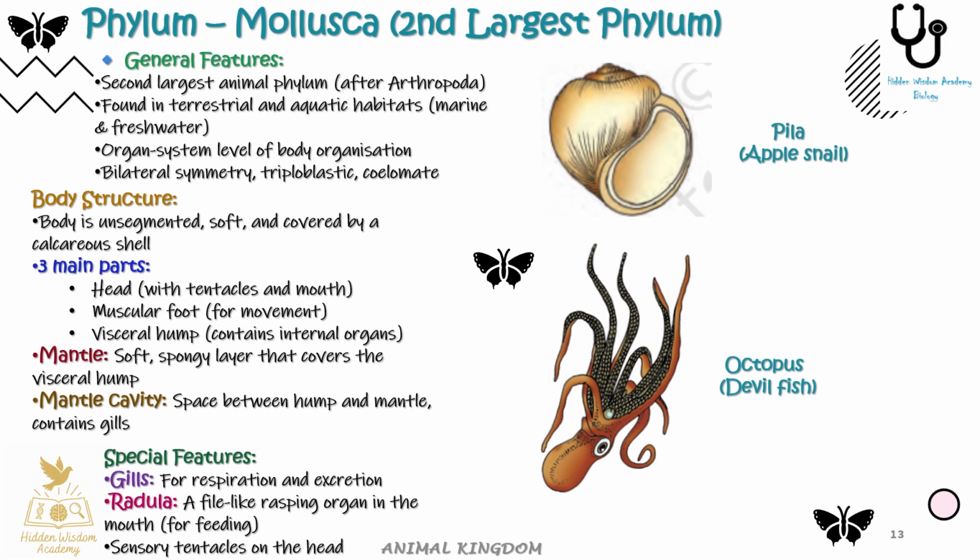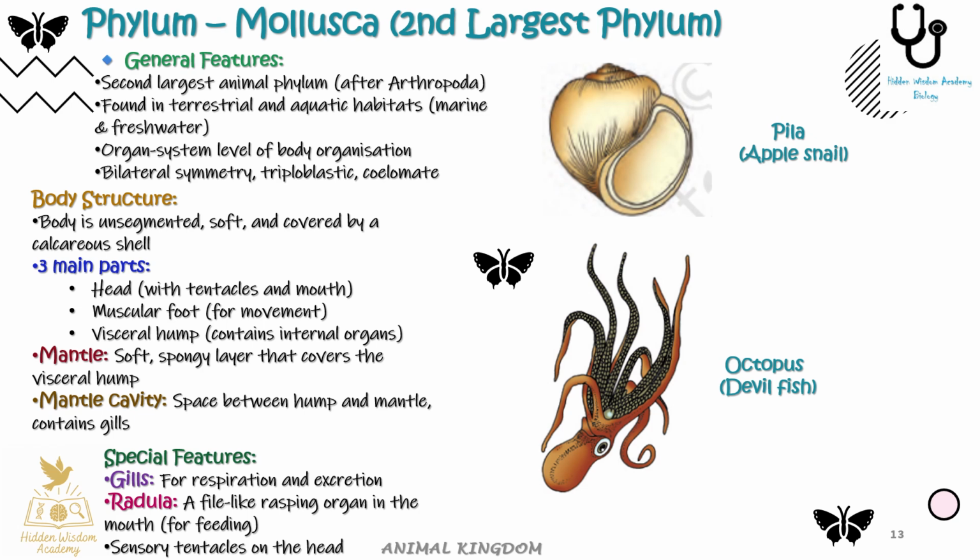Let's explore Phylum Mollusca, the second largest animal phylum after Arthropoda. Mollusks are found in both terrestrial and aquatic habitats, including marine and freshwater environments. They exhibit an organ system level of body organization, bilateral symmetry, and are triploblastic and coelomate. Their body is soft, unsegmented, and covered by a calcareous shell.